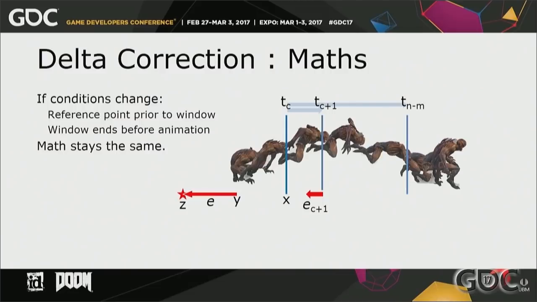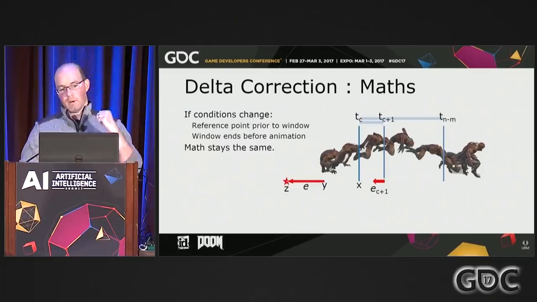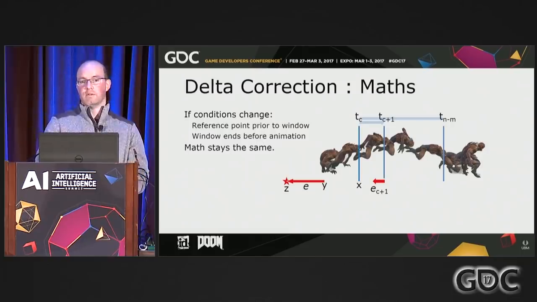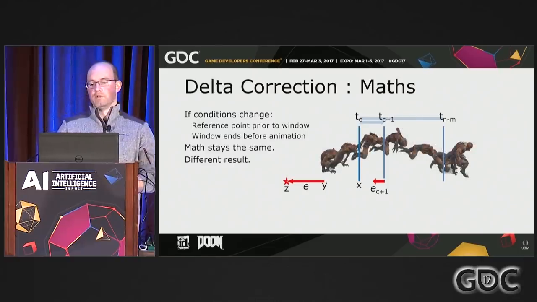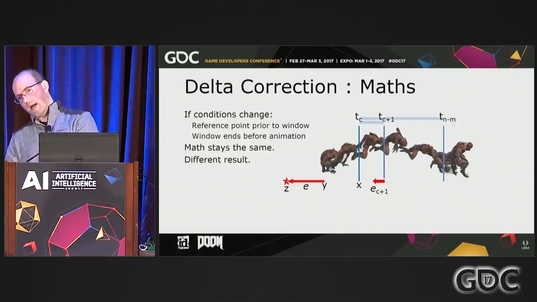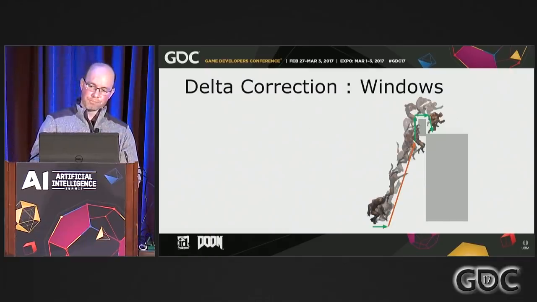In particular, if the conditions change such that the reference point is prior to the window of correction, the target point is before the animation or behind the model, and even if the window of correction ends before the animation, the math stays exactly the same. Applying the same equation gets a different result. In this case, correction is backwards, and the math aligns the model as if the animation has hit the target point, essentially correcting to a point in the past rather than the future.